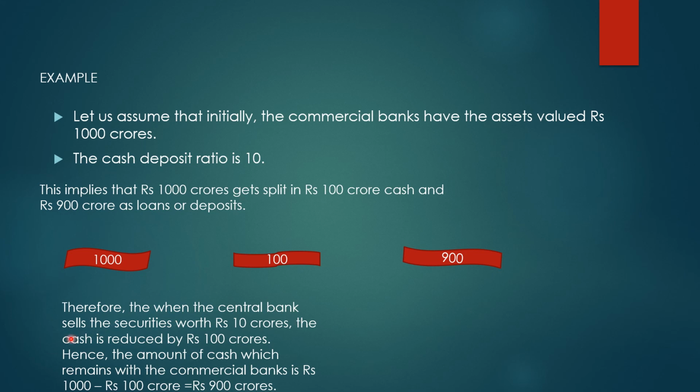Therefore, when the central bank sells securities worth 10 crores, the cash is reduced by 100 crores because the ratio will get multiplied, right? Hence, the amount of cash which remains with the commercial banks is now 1000 minus 100 crore, which reaches 900 crores. So ultimately, when the central bank sells the securities, it is able to control the cash reserves of the commercial banks, and indirectly it keeps an eye on the expansion of loans and credit by the commercial banks. So the ultimate aim has been reached by the central bank. By selling the securities, it is able to keep a check on commercial banks.